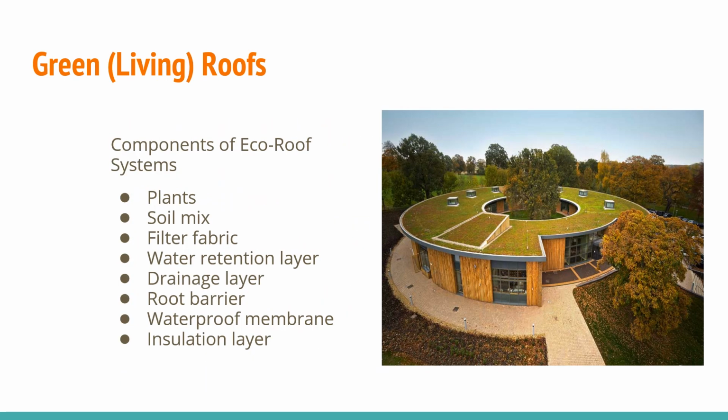Now, some examples we have of this in their components are the plants, the soil mix, filter fabric, the water retention layer, the drainage layer, the root barrier, waterproof membrane, and insulation layer. Now, all of these layers stack up and provide quite a lot of weight for the building, so you normally see a concrete slab roof for this. And specific engineering considerations are needed so that you aren't collapsing the building in the process of trying to make it green.